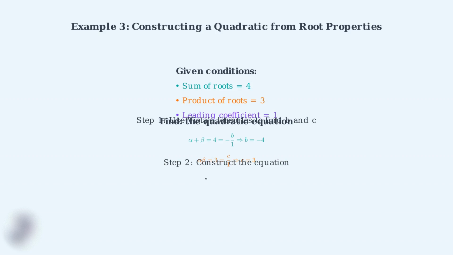Now we can construct our quadratic equation. With a equals 1, b equals negative 4, and c equals 3, our equation is x² - 4x + 3 = 0. We can verify our answer. The roots of x² - 4x + 3 are indeed 1 and 3, which have a sum of 4 and a product of 3, confirming our solution is correct.